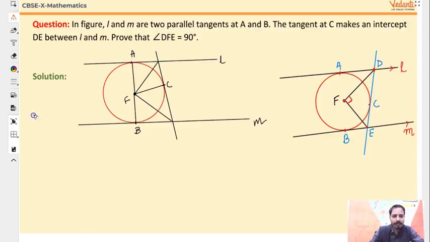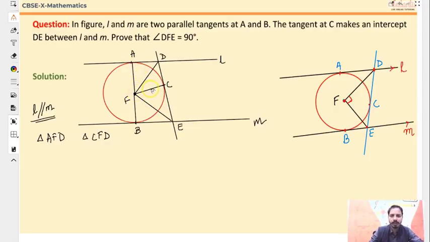So what is given, guys? L is parallel to M, right? So now what to do? Now let us take the triangle, and this point is D, this point is E. So let us take these two triangles, AFD and triangle CFD. In these two triangles, let us see what is there.